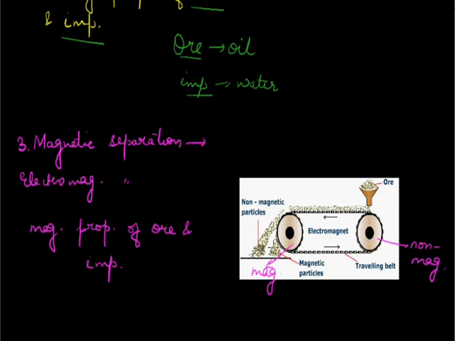So there are two bundles, two heaps of ore and impurity. The magnetic component attracted towards the roller falls beside it, and the non-magnetic component is separated. So in this way, using electromagnets, we can separate ore and impurity. Now this can be done for magnetic ores as well as for non-magnetic ores which have magnetic impurities. So these were the methods for concentration of ore.